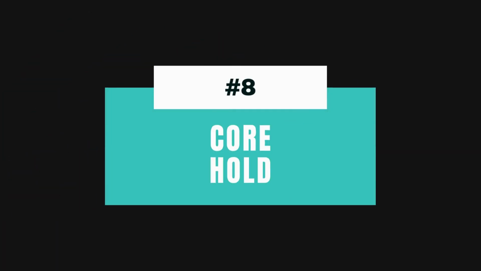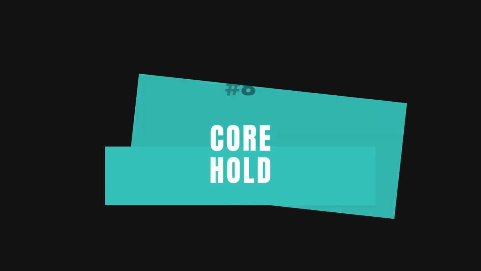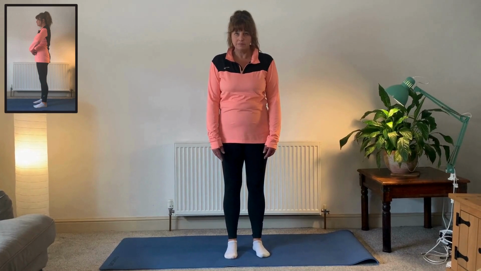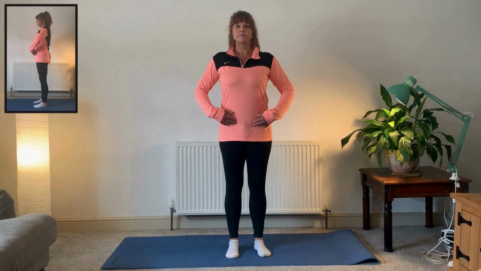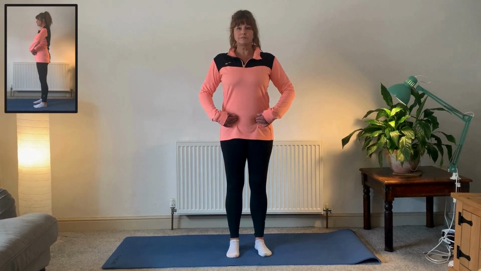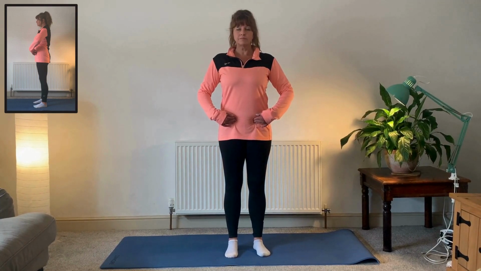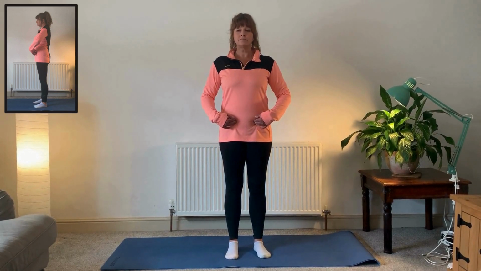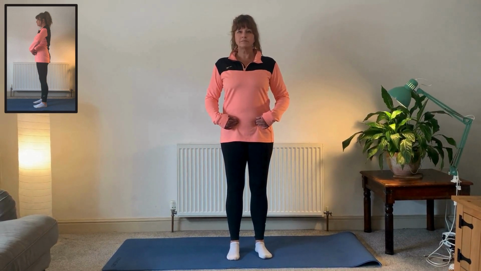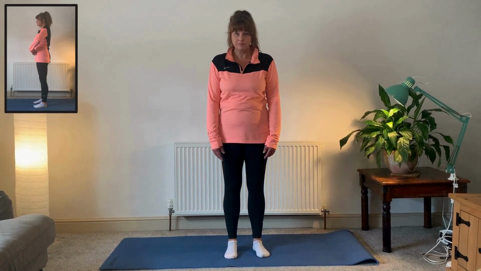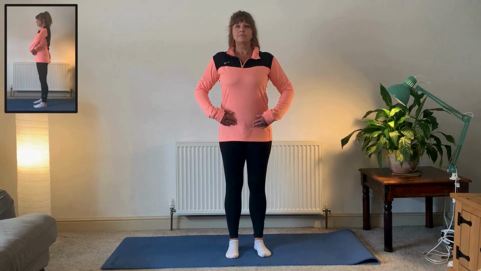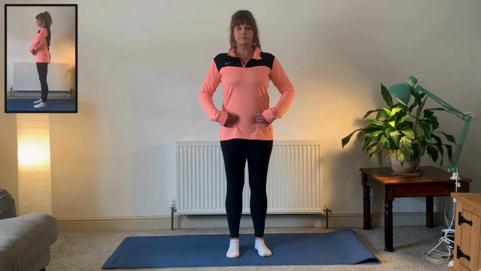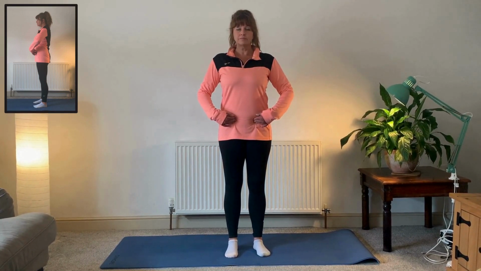Core hold. Stand up tall and put your shoulders back. Pull your tailbone down towards the floor. Then using your lower abdominal muscles, tuck your lower belly up and in. This is a very small movement. We are not sucking our bellies in, we are just creating a small firmness within the lower abdominal wall.